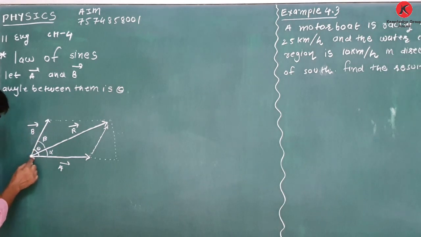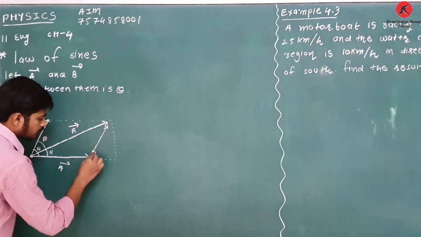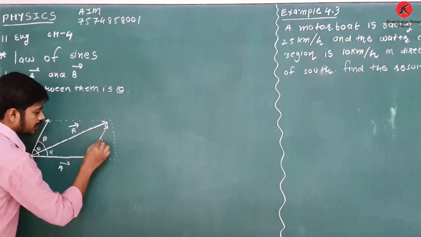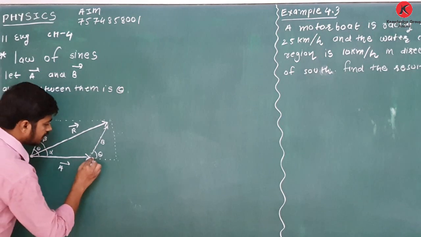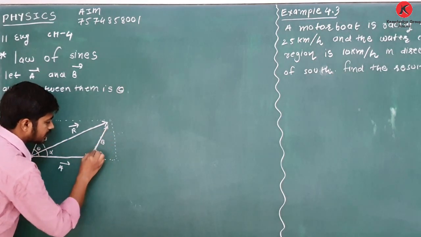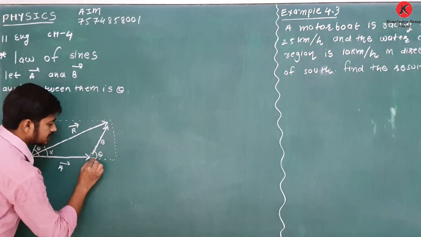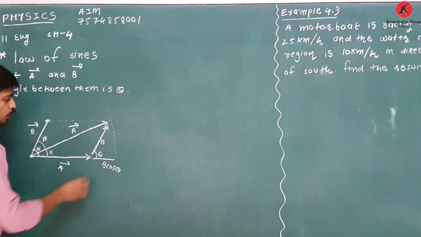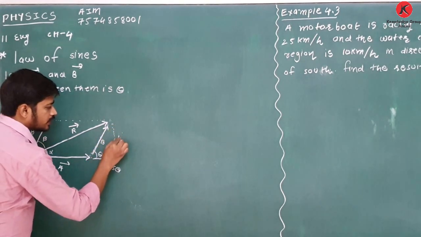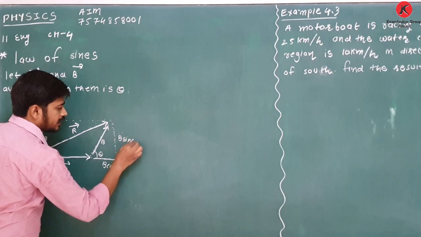If this vector B makes angle theta with this horizontal line, then this opposite vector B also makes angle theta here. Clear about this? You have to take care in this figure. As it is vector B, its x component is B cos theta, and its y component, the vertical component, is B sin theta.